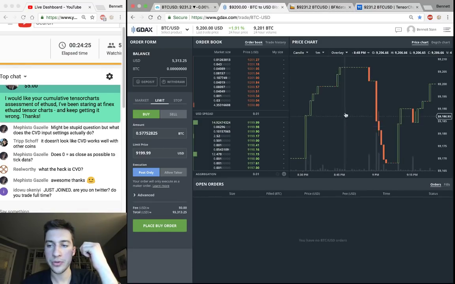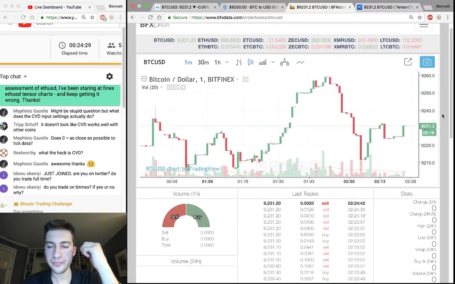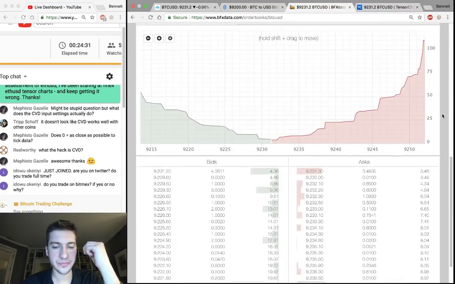So I want to show it on both GDAX and also on Bitfinex here, as you can see. As laggy as this is.